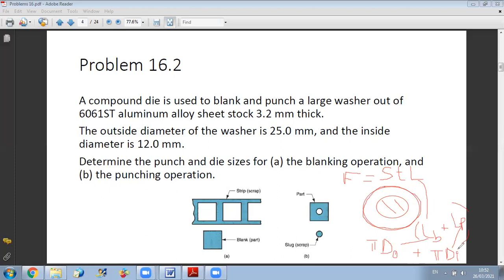Now, the second step, in case I want to find what will be the press capacity if I do the two processes not at the same time. Who will impose the press capacity? The blanking operation or the punching operation? If they are not done at the same time, which one is more critical? Which one requires a higher force?